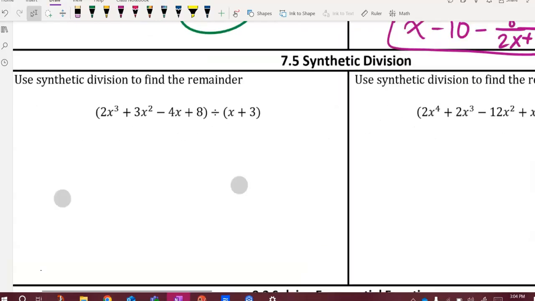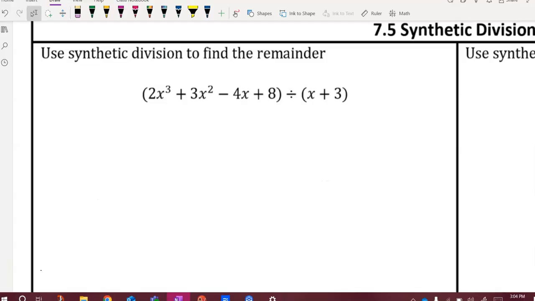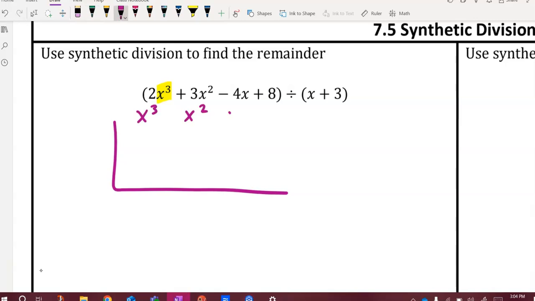All right, here it says use synthetic division to find the remainder. So when we set up synthetic division, we set up this big L, and across the top of the L here, still on the inside, we write our exponents. I see that our highest x is x cubed, so that's going to go first, x cubed, and then we just go down, x cubed all the way to a constant. That's what our pound sign represents, a constant.